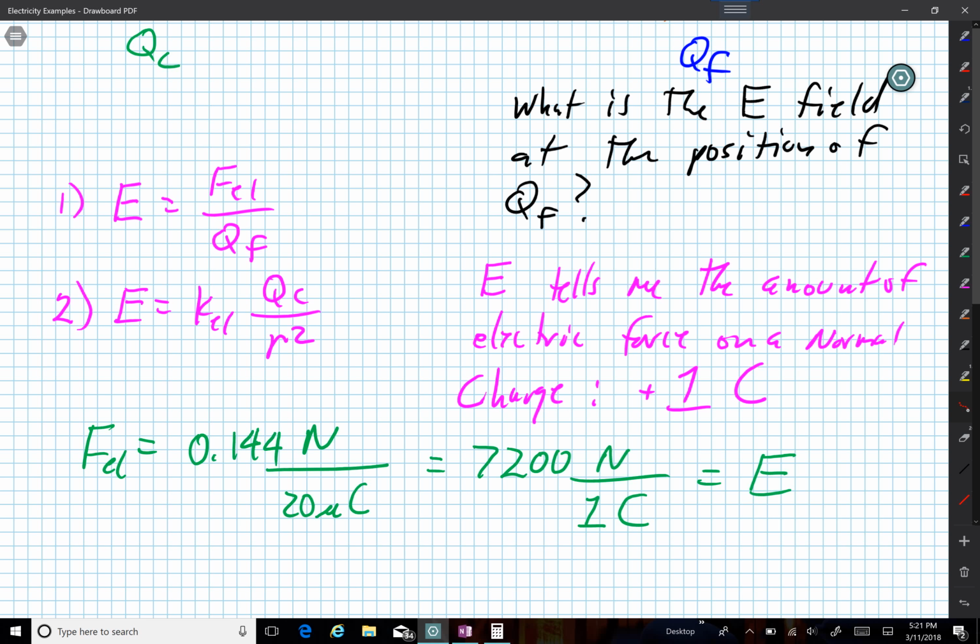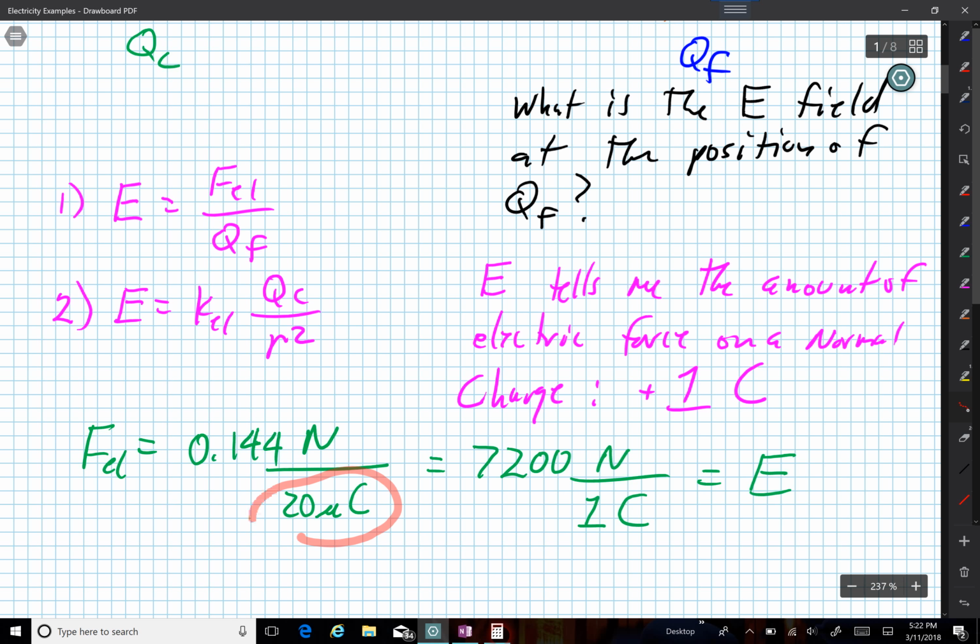So if I had a 1 coulomb charge at the position of QF, it would feel 7,200 newtons of force. I don't actually have 1 coulomb, I have 20 microcoulombs, so of course it feels less force. How much less? It feels 0.144 newtons per coulomb. All right, so that's our equation. That's the relationship between electric field and electric force.